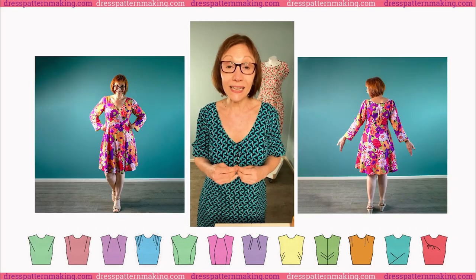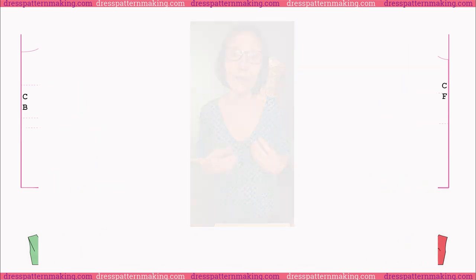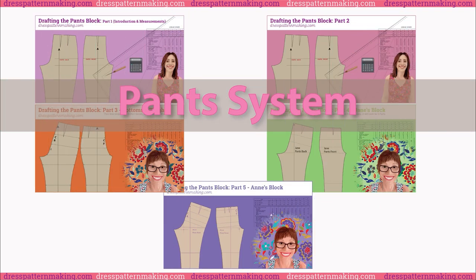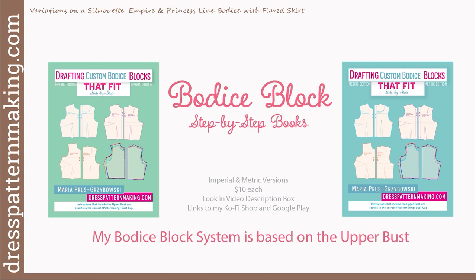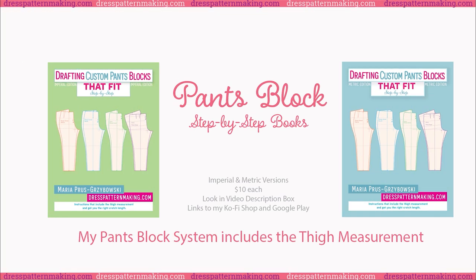My focus for a number of years was developing, then perfecting systems for drafting blocks that get a better outcome for non-standard figures, particularly large busts. I have my own unique system and instructions for drafting the bodice block that includes the upper bust measurement and the pants block that includes the thigh measurement.